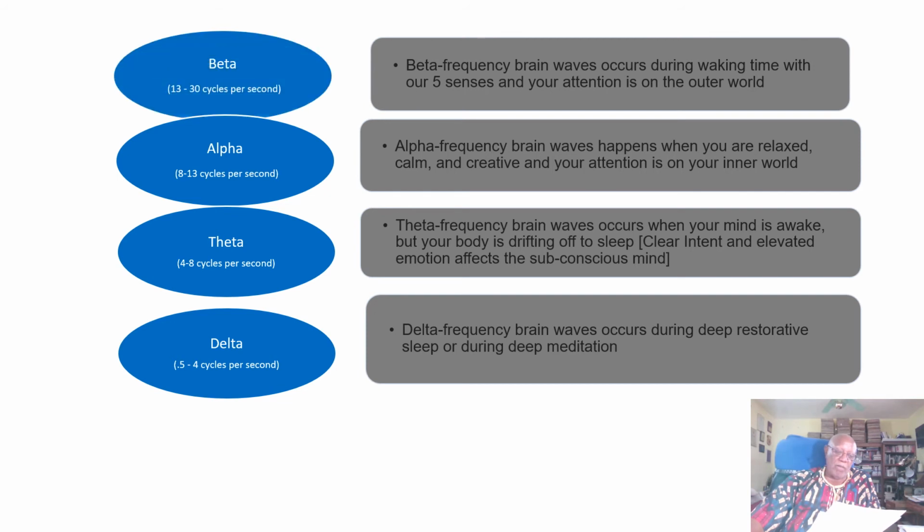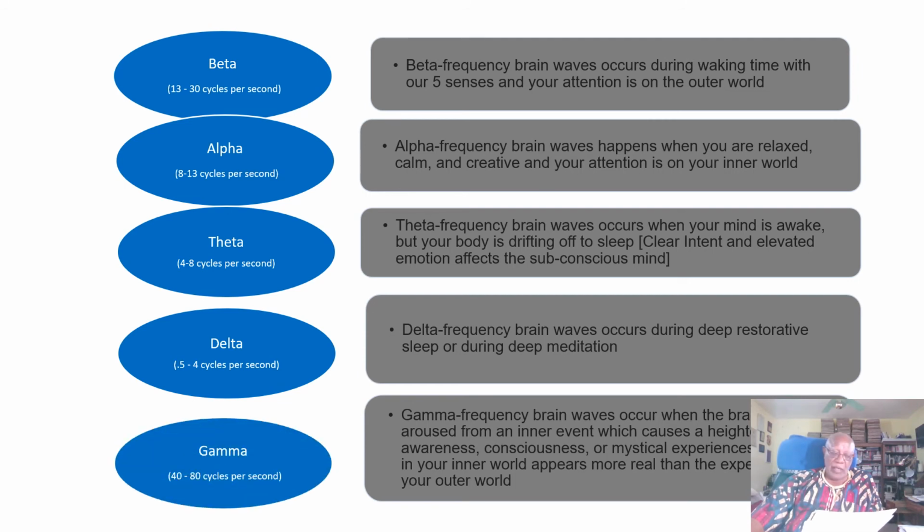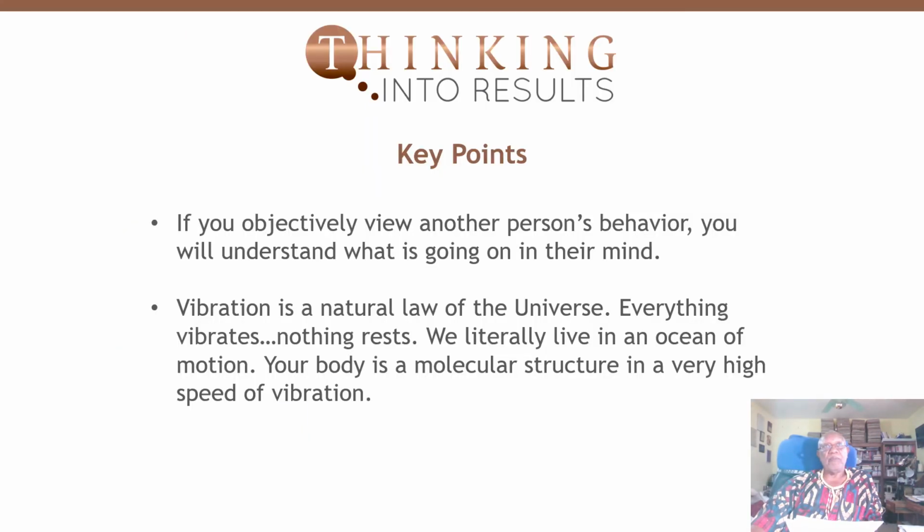We have the beta frequency, we have the alpha frequency brain waves, which function when we are relaxed, calm, and creative. You have the theta frequency, which occurs when our mind is awake, but your body is drifting off to sleep. The delta frequency, which occurs during deep restorative sleep or during deep meditation. And gamma frequency, when the brain is aroused from an inner event which causes a heightened sense of awareness, consciousness, or mystical experiences.